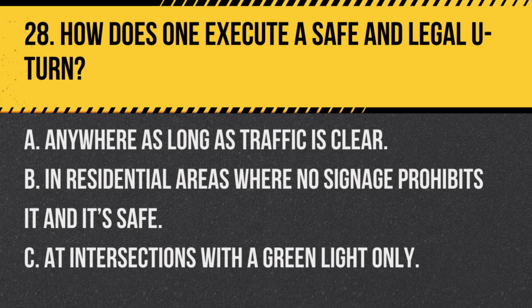Question 28. How does one execute a safe and legal U-turn? A. Anywhere as long as traffic is clear. B. In residential areas where no signage prohibits it and it's safe. C. At intersections with a green light only. Answer: B. In residential areas where no signage prohibits it and it's safe. This ensures U-turns are made safely.